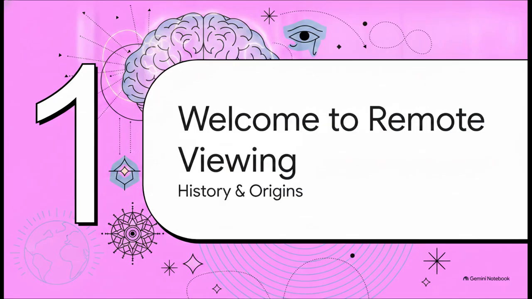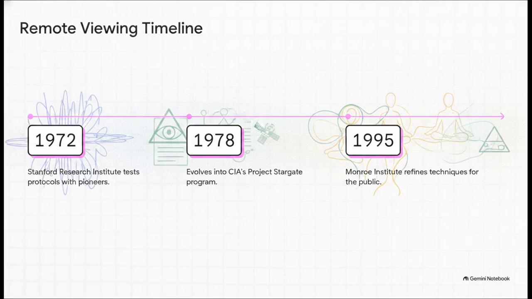Starting right off with Section 1, welcome to remote viewing, history, and origins. Before we get into the how, it's crucial to understand where these tools actually came from. Because remote viewing wasn't just pulled out of thin air. Back in 1972, physicists Harold Puthoff and Russell Targ started rigorously testing these very protocols at the Stanford Research Institute with pioneers like Ingo Swann.